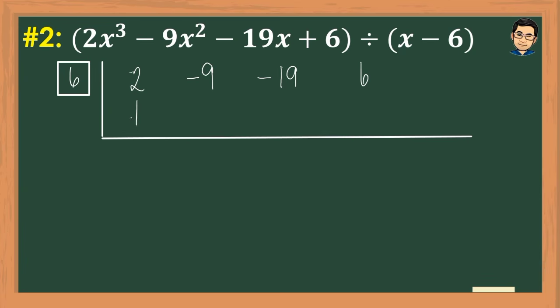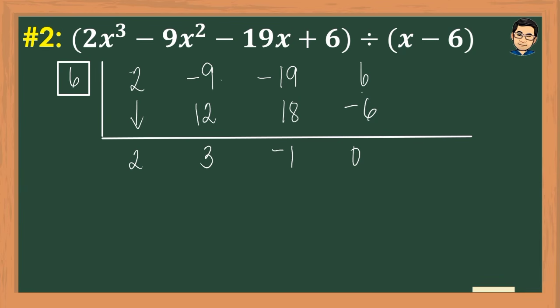Then, we bring down 2. So, 2 times 6, that is 12. Negative 9 plus 12, that is 3. And then 3, multiply to 6. Repeat process lang po hanggang makarating sa pinakadulo. So, 3 times 6, that is 18. And then negative 19 plus 18, that is negative 1. And then negative 1 times 6, that is negative 6. Finally, 6 plus negative 6, that is 0.